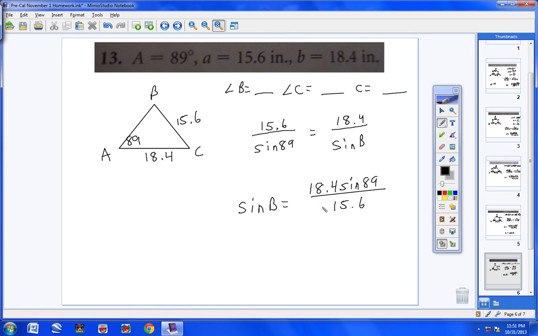And if you type this into your calculator, and I'll do that for you very quickly here to make sure you're doing it right, 18.4 and then sine of 89, enter, divided by 15.6, enter, I'm getting 1.179307538. Then if I hit second sine of that number, I'm getting no solution. Okay, so this is one of the triangles in which there is no solution or no triangle exists. So you cannot solve this triangle because it's impossible to have a triangle with these given measurements.